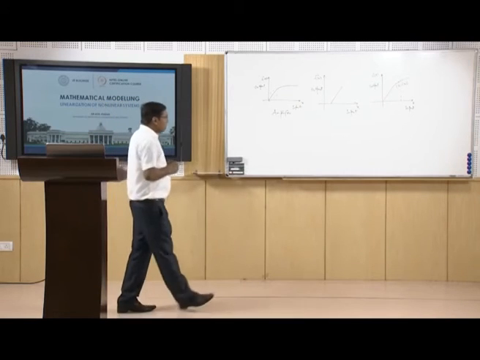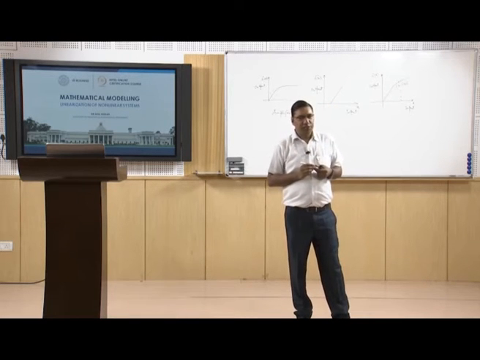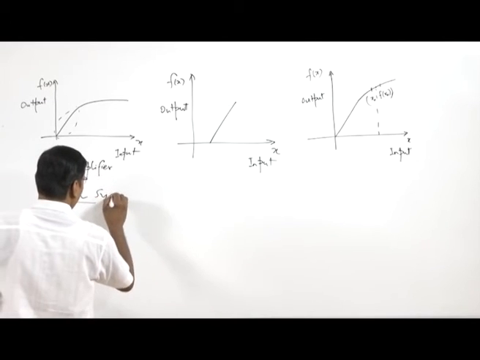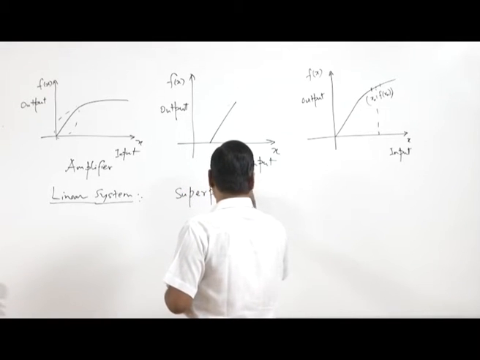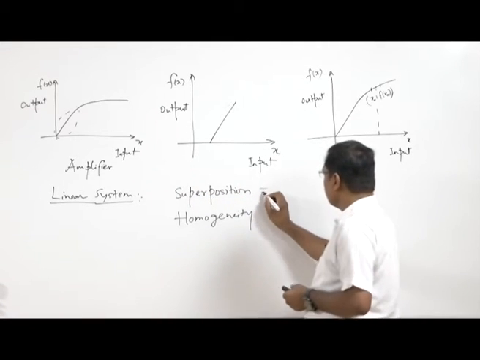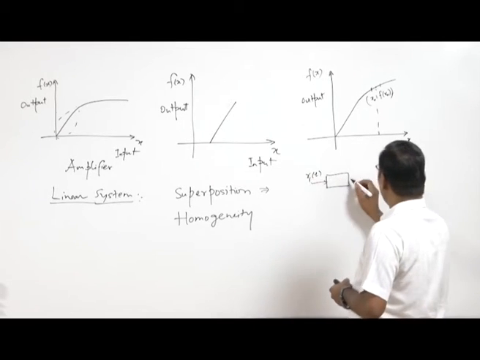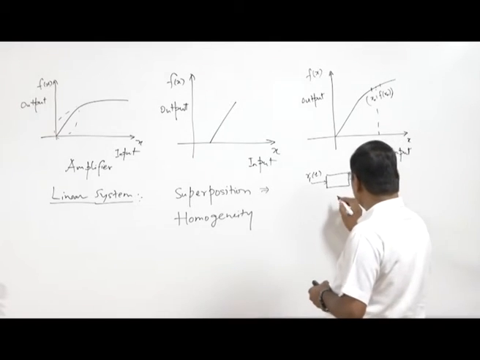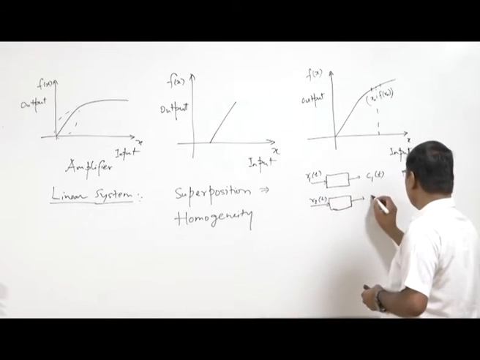So what is the difference between a linear system and a nonlinear system? A linear system has two properties, superposition and homogeneity. So what is superposition? If I have a linear system, I give an input and I get some output. I give some different input and I get the corresponding output. Now I give another input r2(t) and I get a certain output c2(t).